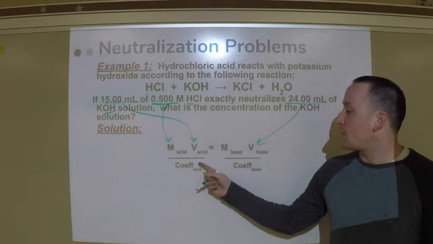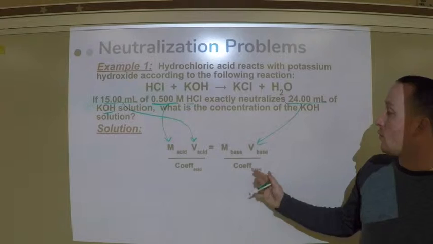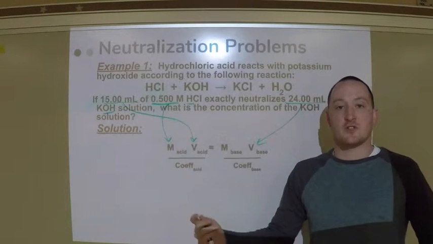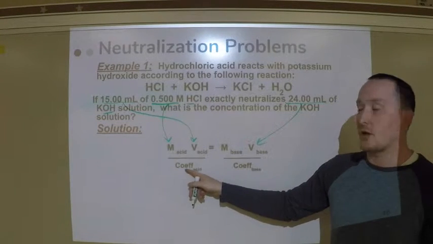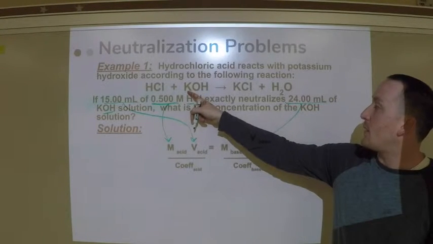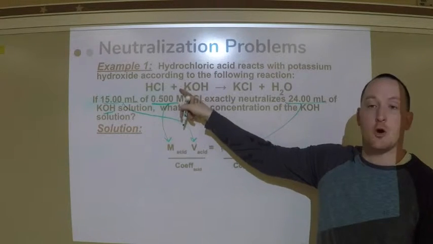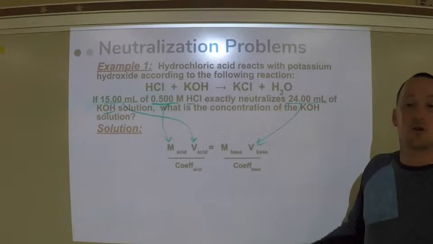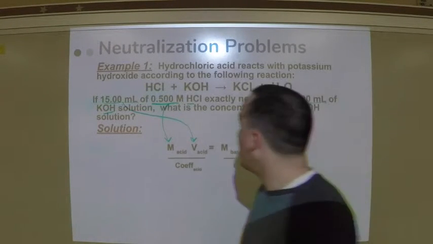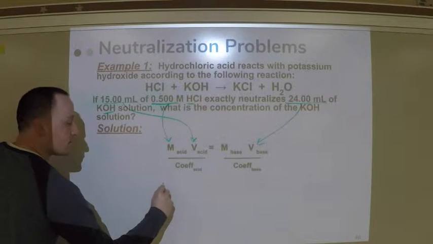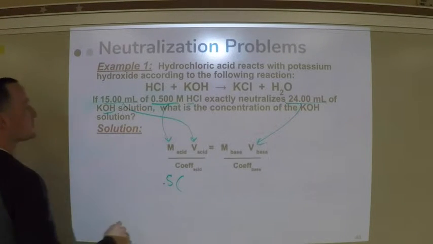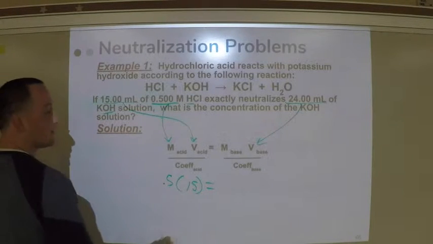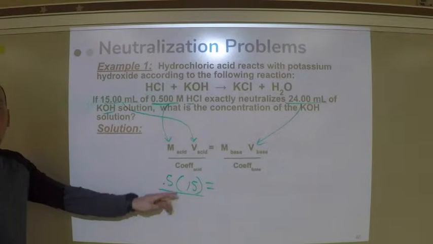Then, what I plug in for the coefficient of my acid and the coefficient of my base is, well, I look up at my balanced chemical equation. HCl has no coefficient in front of it, which means it's 1. So I would plug in a 1 here. The coefficient of my base, KOH, there's no coefficient there, which means it's a 1. So I would put that coefficient there. So here's what I would basically have for my reaction. I would have 0.5 times 15 equals, now I would have over my coefficient of my acid.